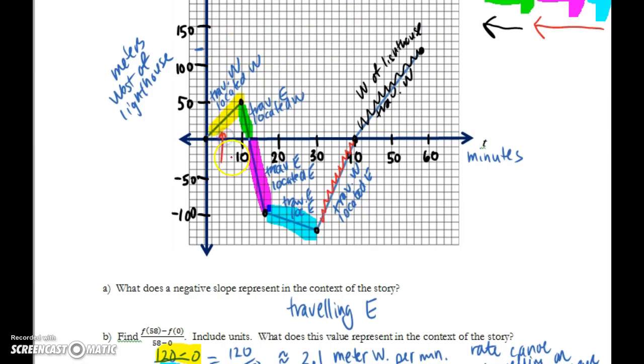So this first portion here looks like our rise is 50 and our run is 10. So our slope is 5. Okay. The green and the purple are part of the same line, so we can find that slope. It looks like the rise is 150. And the run is, this is a little hard to read, 16. So the slope is 150 divided by 16. So 9.3.